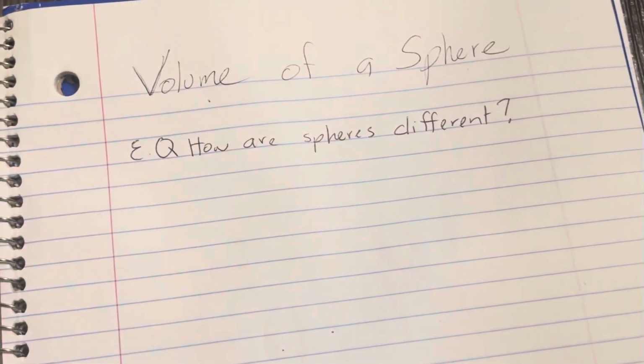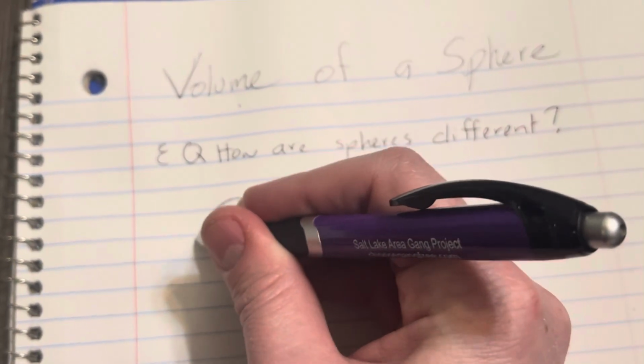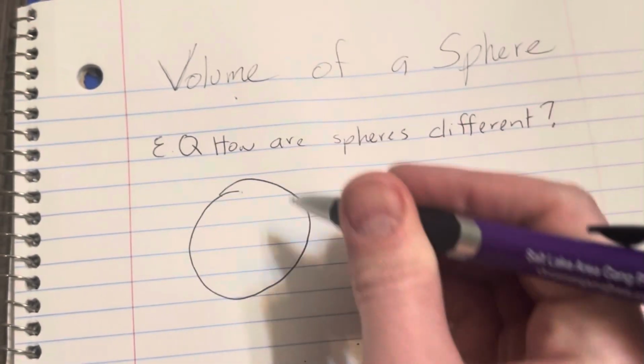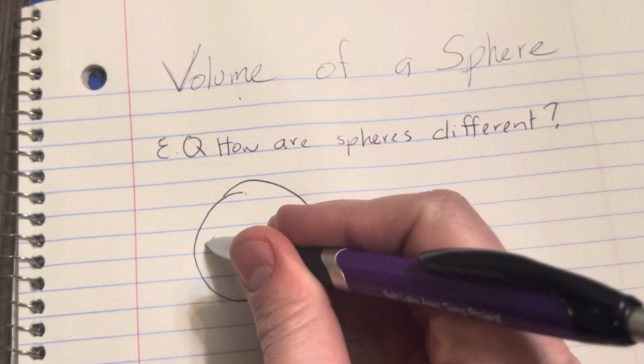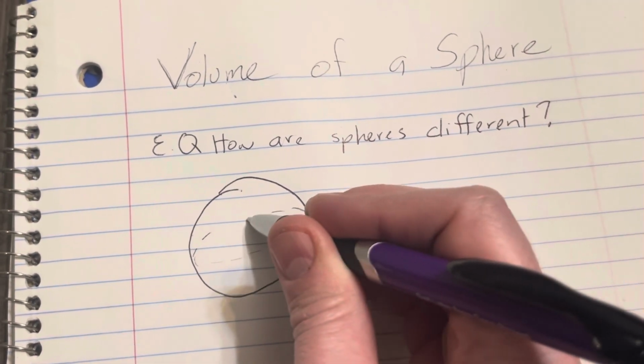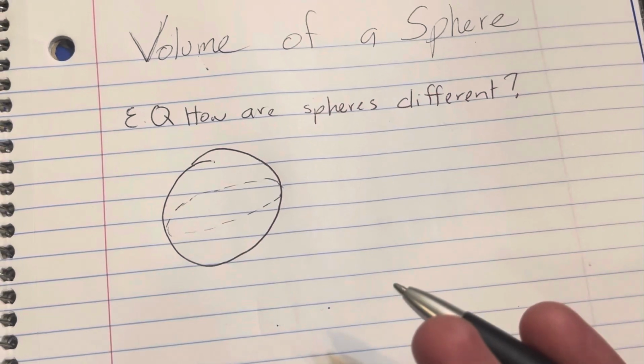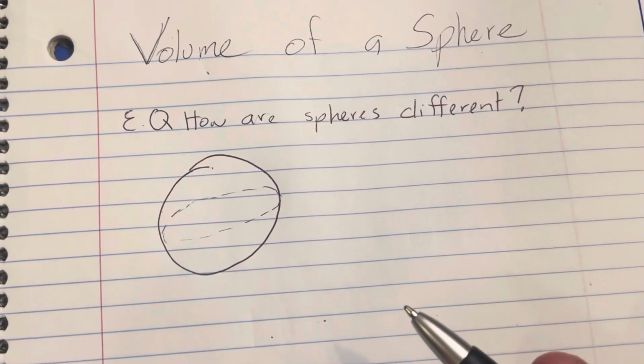Now, when we draw a sphere on a piece of paper, you'll usually see a circle, and then to show that it's 3D, there will be a dotted line showing a circle going in the other direction to mean that this is a three-dimensional shape.